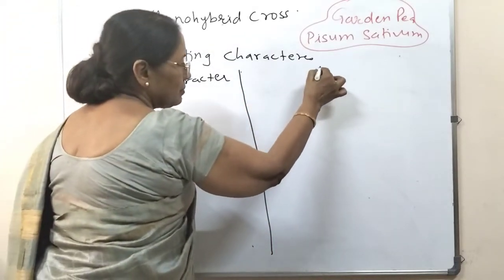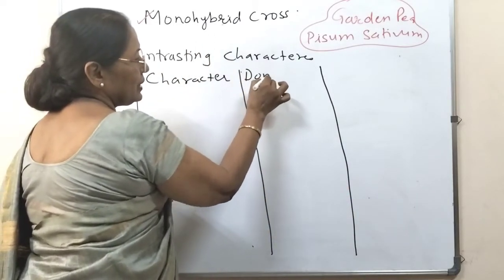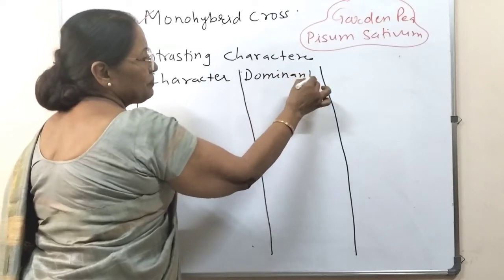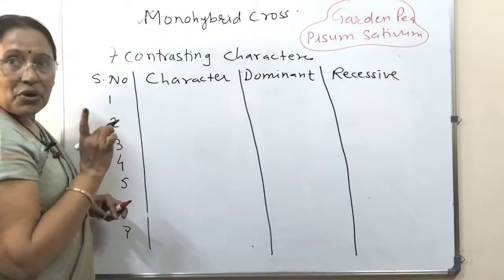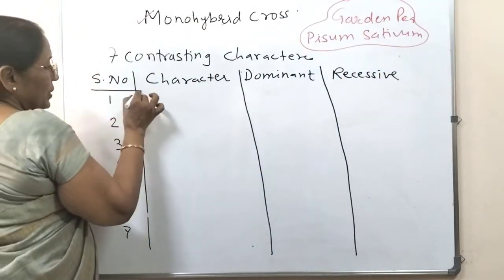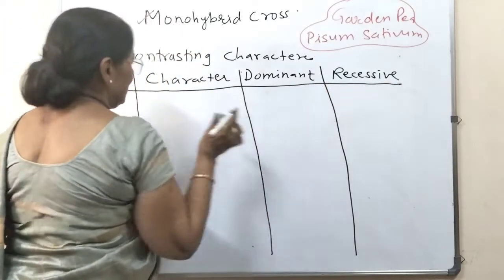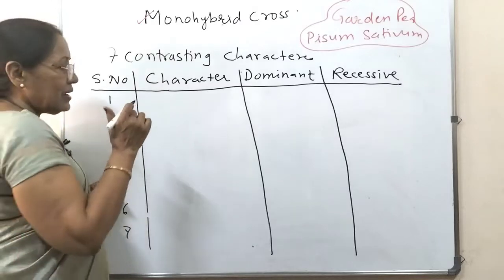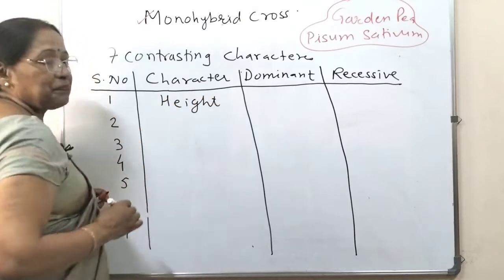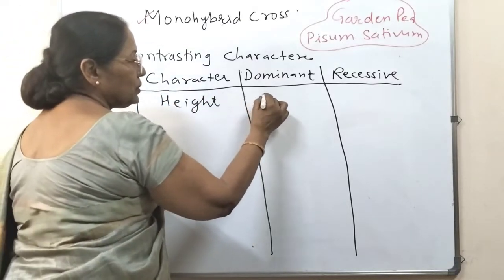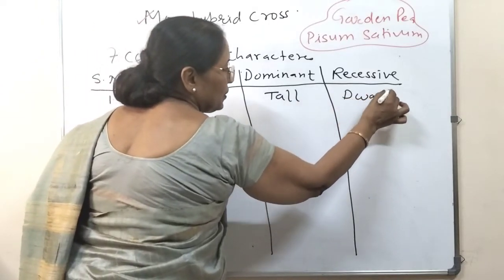Fine. Trait का नाम सीधे नहीं लिख के what we do, we write one character as dominant, another character as recessive. What is this dominant and recessive? We are going to see. Let us start. The first one. It is the height of the plant. Height. Dominant is tall. Recessive is नाटा वाला, dwarf.